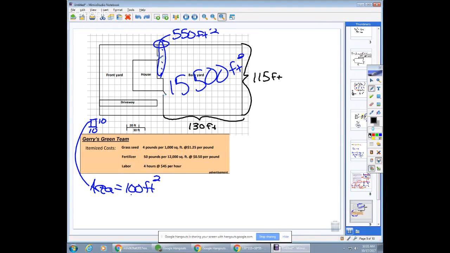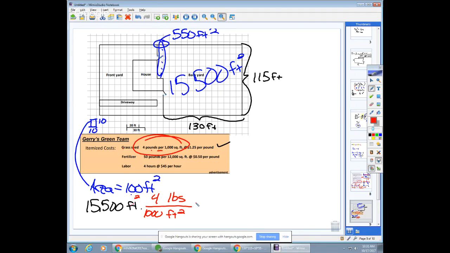So let's switch color. I'm just going to pick on this top one right here. Right at the moment, I have 15,500 feet squared. I need to multiply that by a conversion fraction that's going to get rid of the feet squared. And right here, they tell me that for every 1,000 feet squared, I need 4 pounds of grass seed. So multiplying by that rate, because per is a fraction, right? Per means divide. Writing that as a fraction allows me to cancel out the feet squared and change it to pounds.